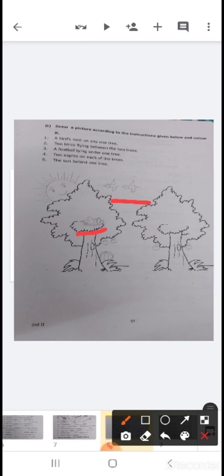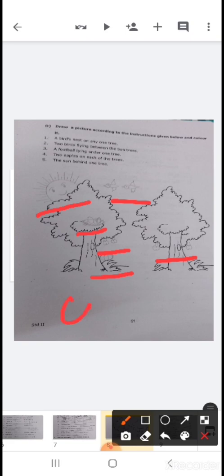Next is a football lying under one tree. So make a football under any one of the trees. Fourth is two apples on each of the trees. So there are two apples on each of the trees. Next is fifth, the sun behind the trees. There is a sun behind the trees.